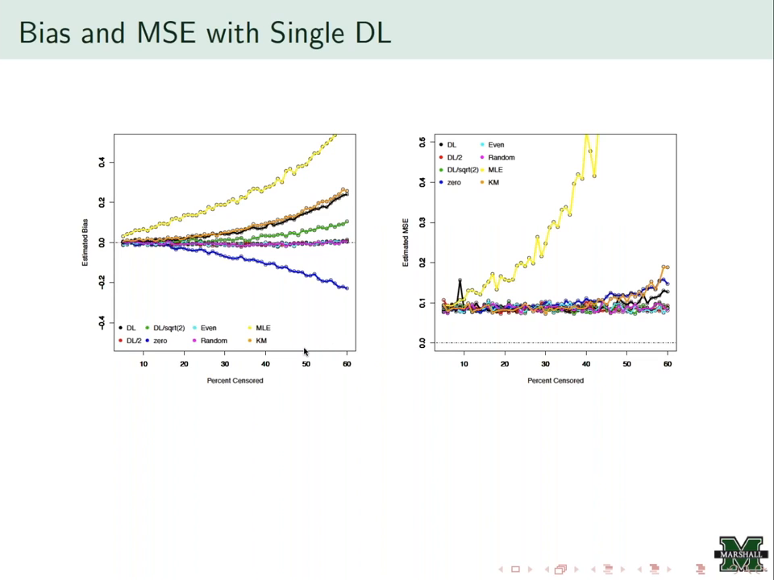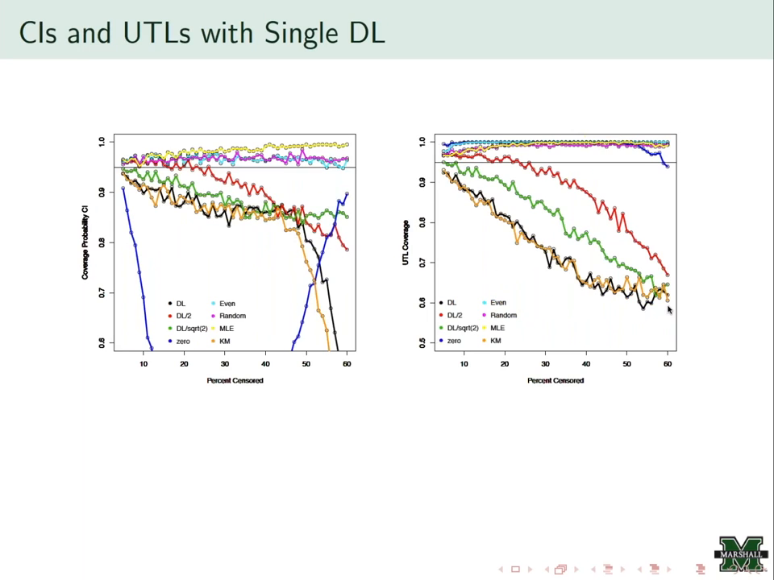So this is for the single detection limit scenario, the bias and the MSE. So just looking at this graph, the best methods will produce bias as close to this 0 line as possible. So that was substituting with the detection limit over 2, and also substituting with evenly spaced values and random values between 0 and the detection limit. The MSE values, you can see that all of the methods, except for the maximum likelihood estimation, produced MSE values that were very, very small with the 1 detection limit scenario.